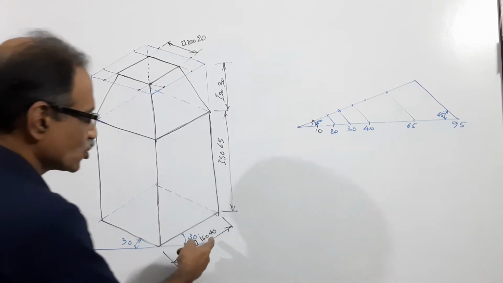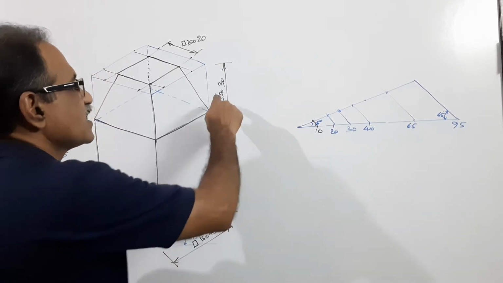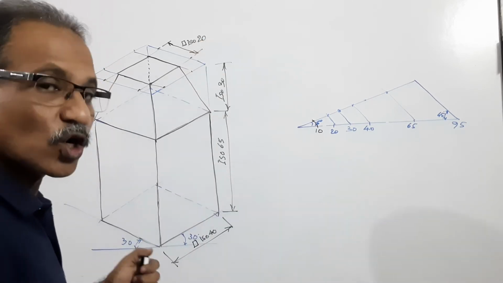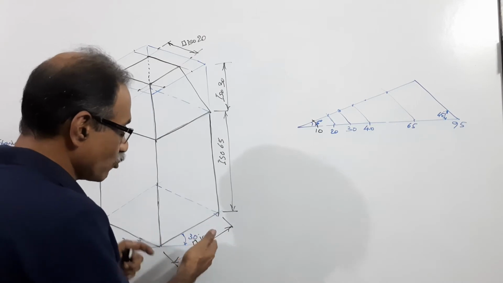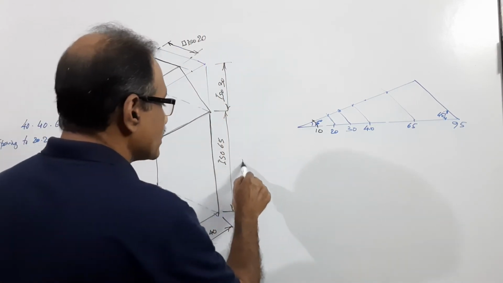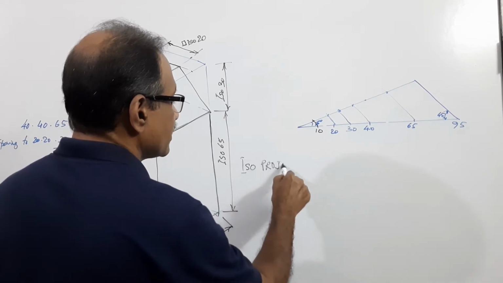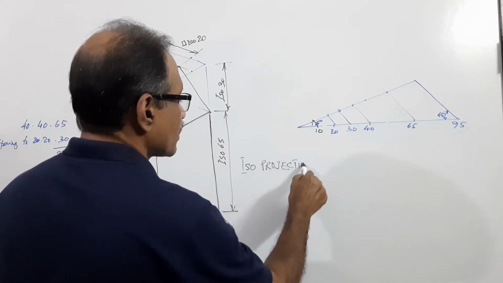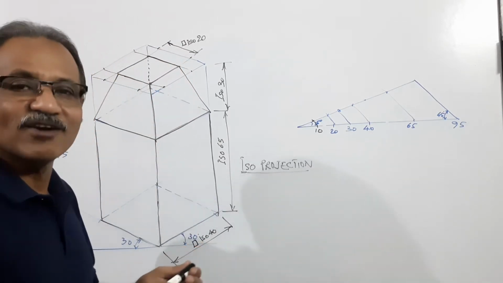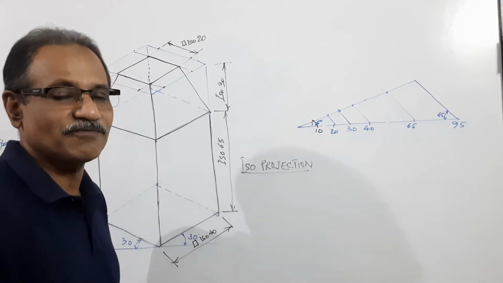Instead of writing ISO 40, you can write 40 into 0.816, 65 into 0.816, 30 into 0.816, 20 into 0.816. Or you can even write 40, 65, 30, 20, etc. And then on the side you can print ISO projection. That also is permitted. But I will advise you to write either ISO 40 or 40 into 0.816 for safety.